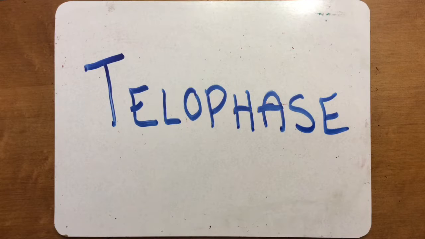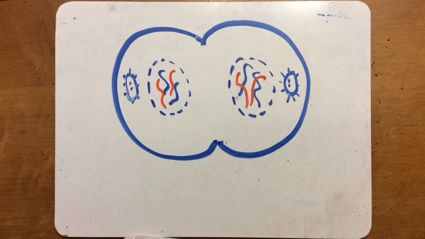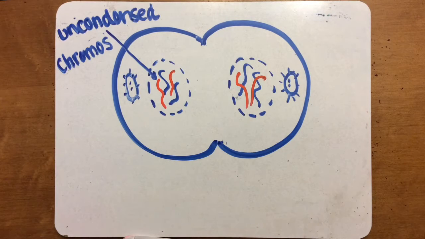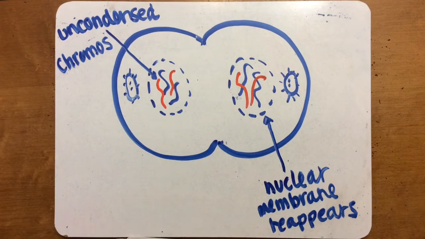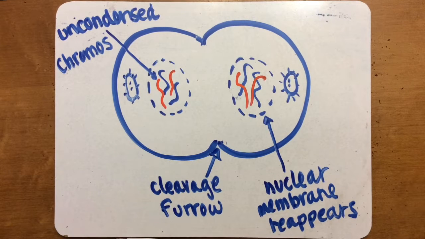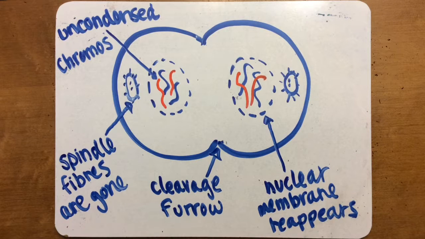The fifth phase of mitosis is telophase. This is what the cell looks like during telophase. The individual chromosomes unravel into chromatin. The nuclear membrane reappears. The cleavage furrow appears as the cell elongates, and the spindle fibers dissolve.